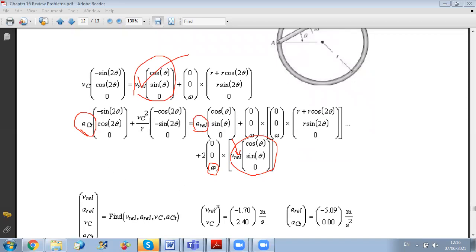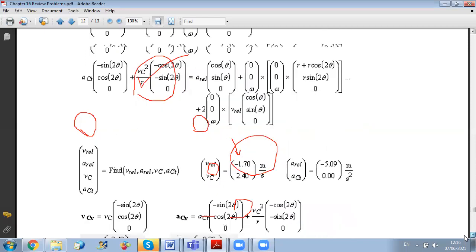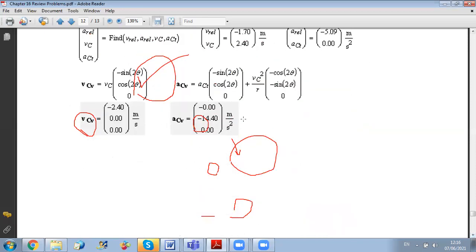As predicted, V relative will be negative because it's clear that it's moving downward. And also A relative is negative. This means that your collar is accelerated because V relative and A relative are of the same sign. And in this way, we have calculated the different unknowns for the position. And for theta, they asked for a particular value of theta. The value of theta is 45 degrees. So for this value of theta, you can just replace theta by its value and solve for your unknowns.